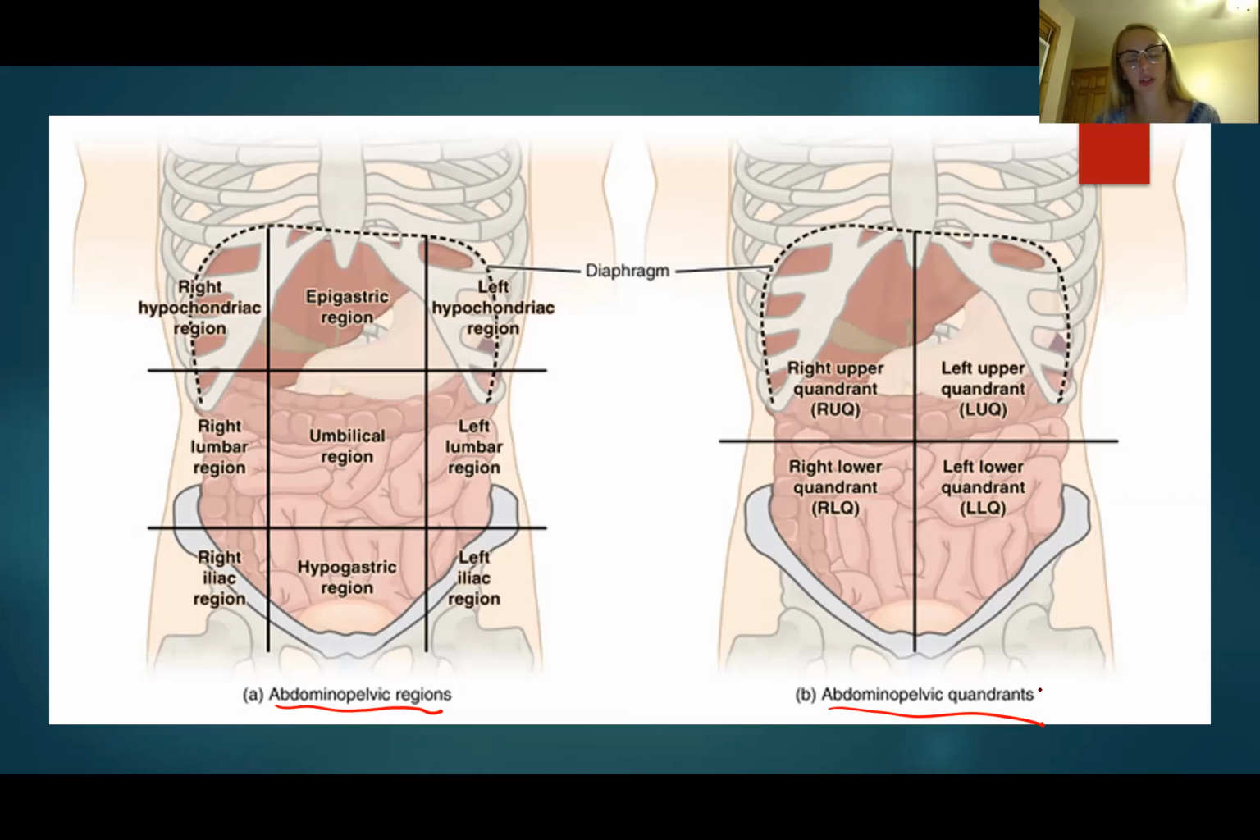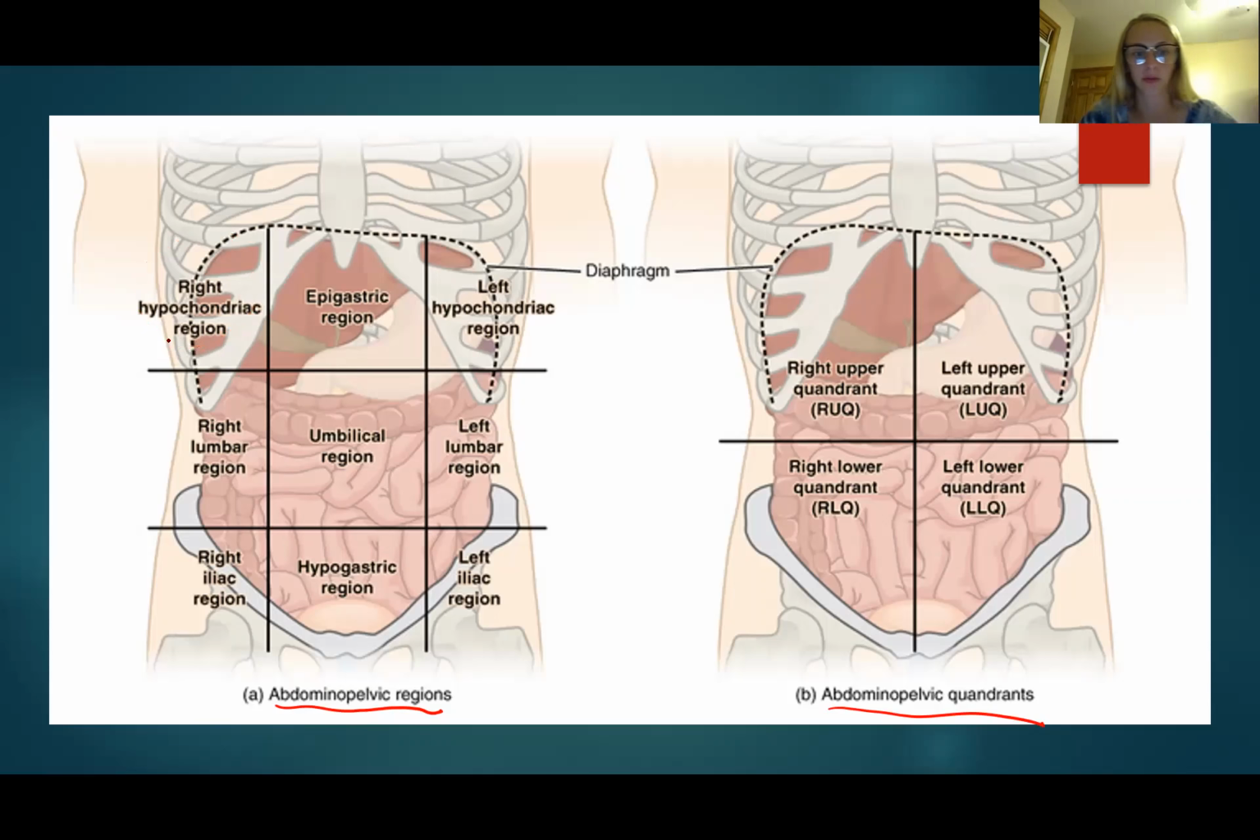So it's important to know kind of a rundown of what is in each quadrant or region. So let's talk about this. So right hypochondriac region, right side of your, towards your ribs. What is in that region? We have part of your liver, your kidneys, gallbladder, part of your large intestine here. So those would be what reside in the right hypochondriac region.